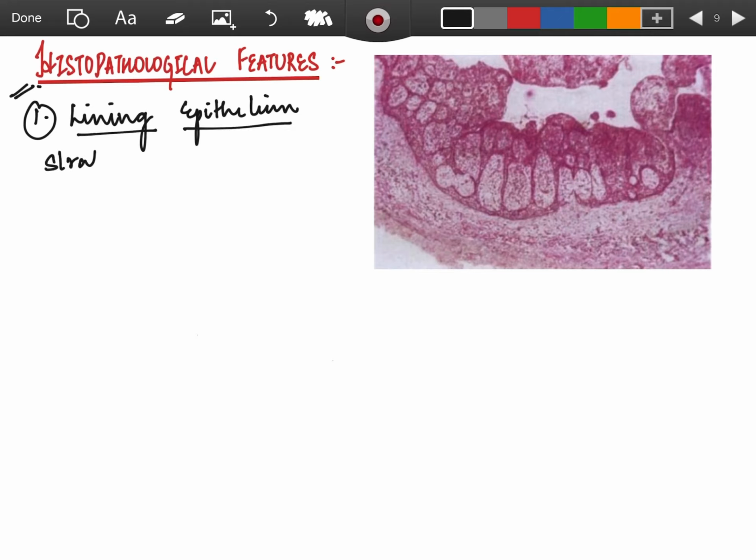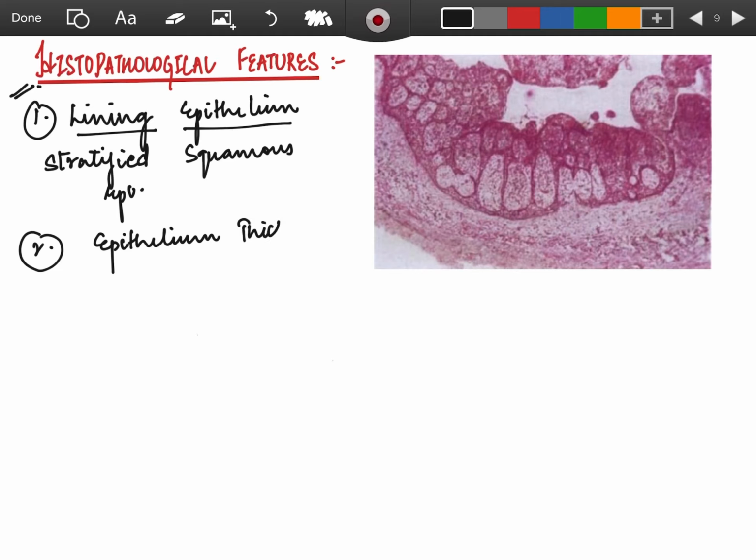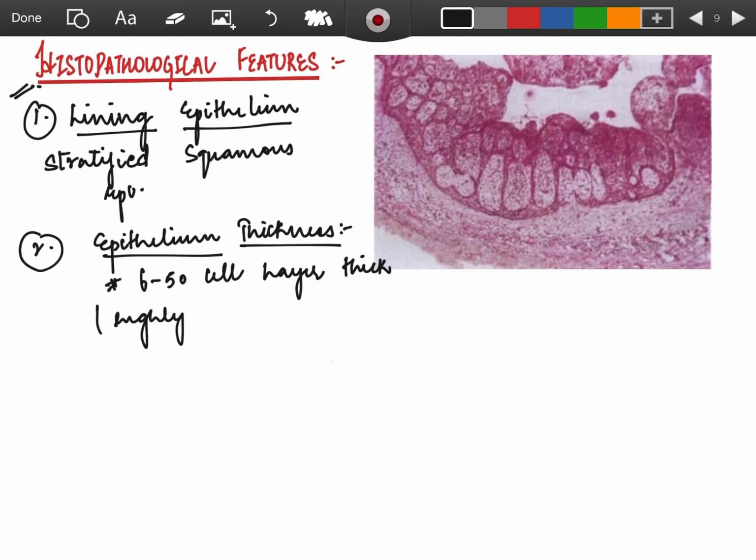So, coming to the histopathological features, firstly we have to mention what the lining epithelium is. We know that it is stratified squamous epithelium. Now, secondly, what is the thickness of the lining epithelium? It is highly variable in the radicular cyst because it is an inflammatory cyst. It is 6 to 50 cells thick, highly variable.